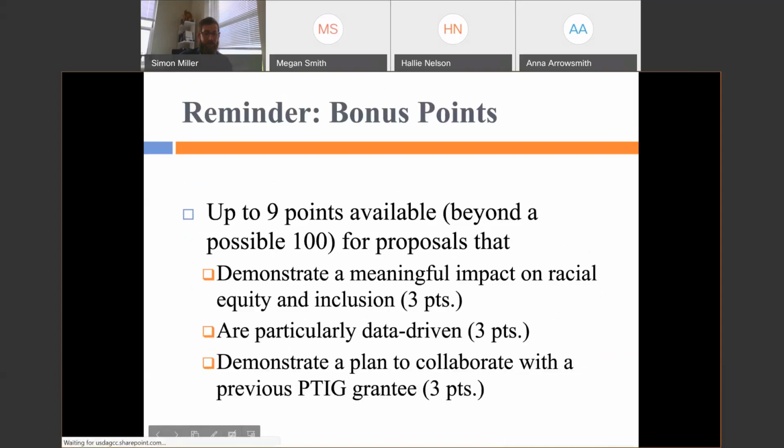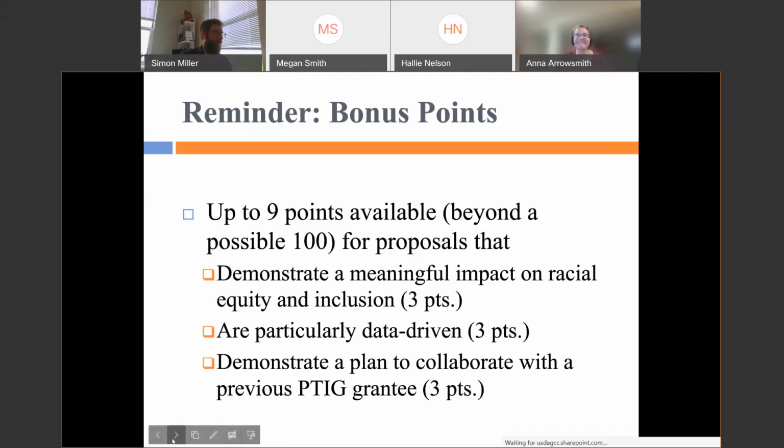So just a final reminder that there is opportunity to earn up to 9 bonus points in your proposal for a score beyond a possible 100. And that's demonstrating a meaningful impact on racial equity and inclusion. That's for proposals that are particularly data-driven, and again, for proposals that demonstrate a plan to collaborate with a previous PTIG grantee. And now I'm going to pass it over to our grants officer, Anna Aerosmith.